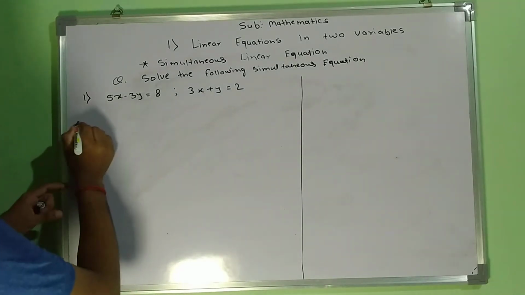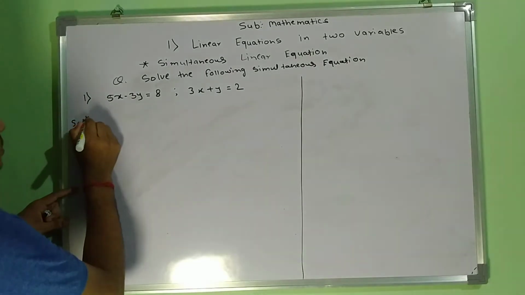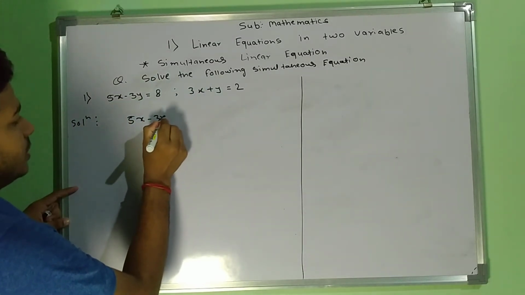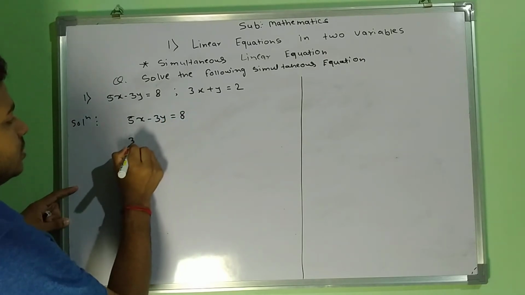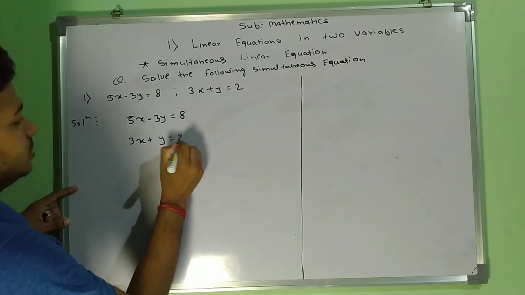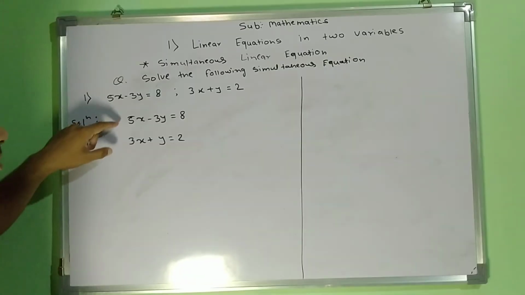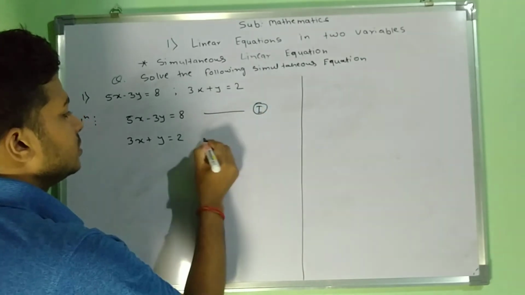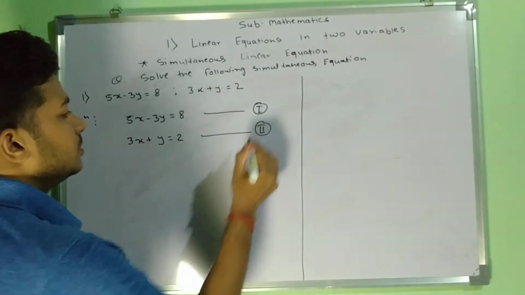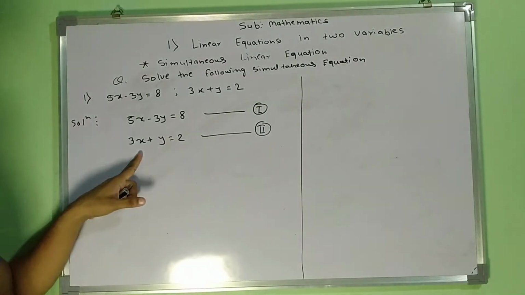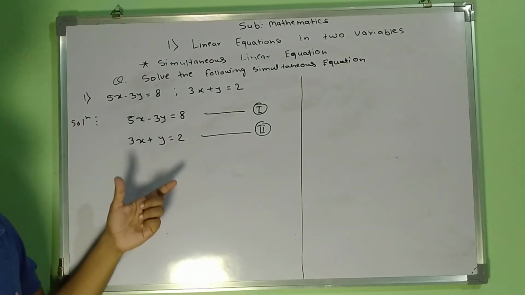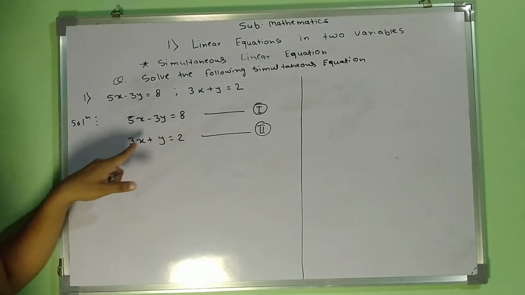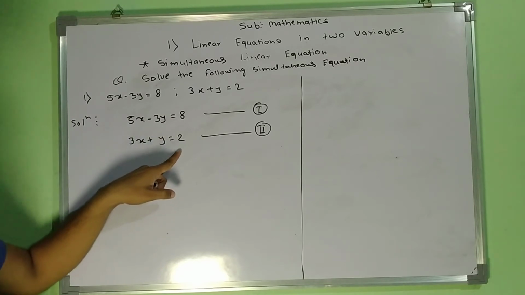So while solving that example, we will start the solution. We have to write the two equations as they are. 5x minus 3y is equal to 8. 3x plus y is equal to 2. Now we have to give a number to each equation. So we will give the number 1 to the first equation and the number 2 to the second equation. Okay, now carefully look at the example. The first one is 5x minus 3y equal to 8 and the second one is 3x plus y equal to 2.